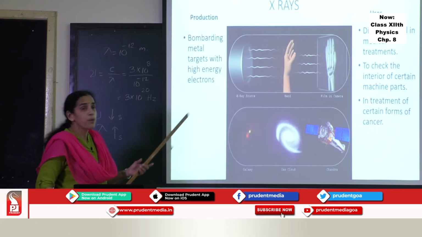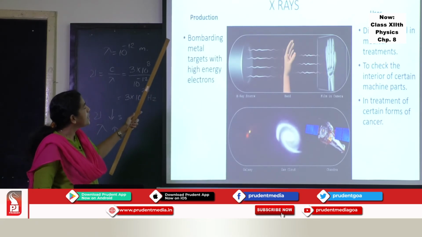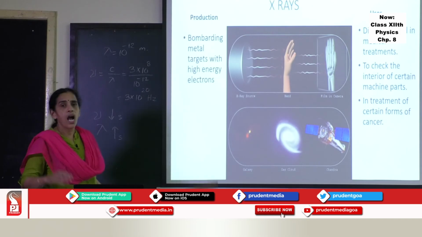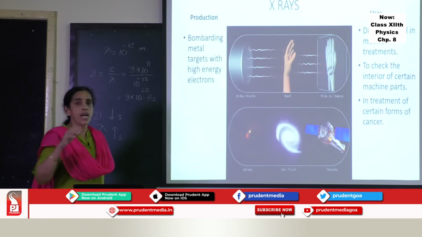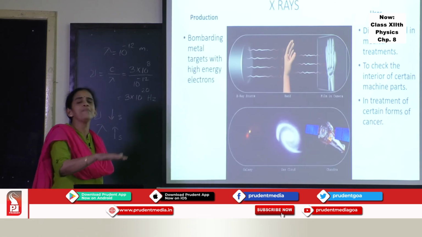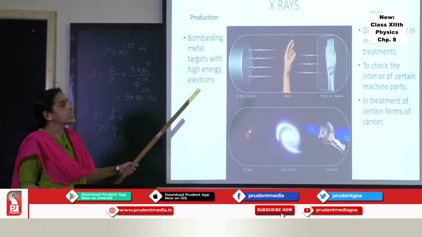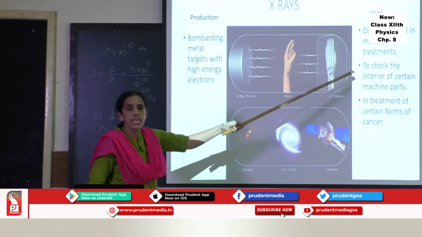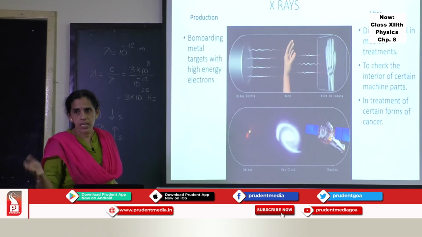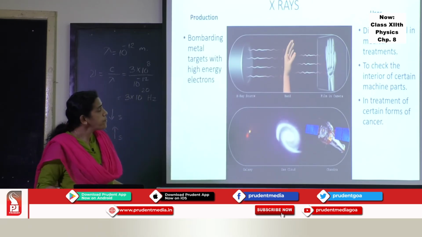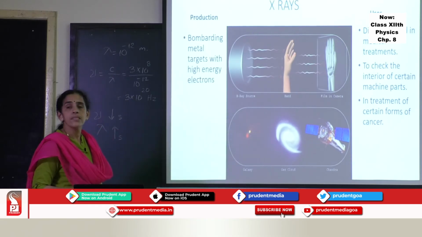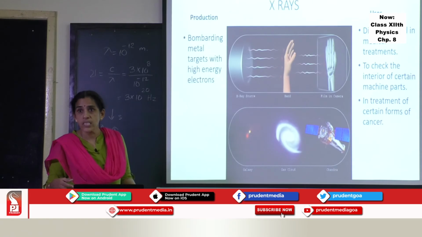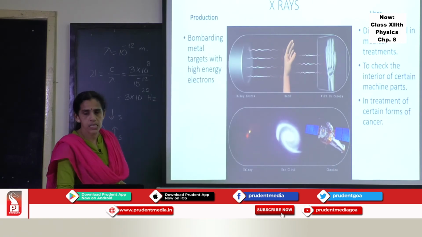Let's see. Okay, it's produced basically by bombarding metal targets with high energy electrons. In that big X-ray machine, these high energy electrons are coming and bombarding the metal target. Then the uses: diagnostic tool and medical treatments, all your scanning, CT scan, MRI scan. Some use ultrasound waves also. Then to check the interior of certain machine parts. Then also in the treatment of cancer, they use radiations.